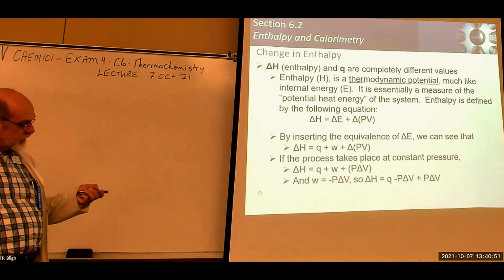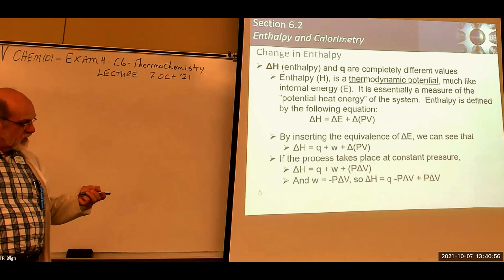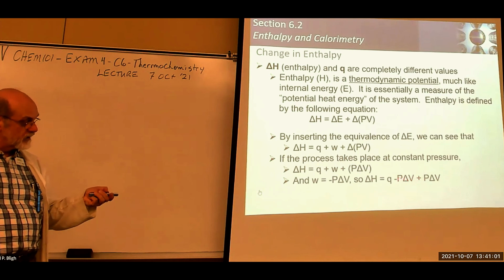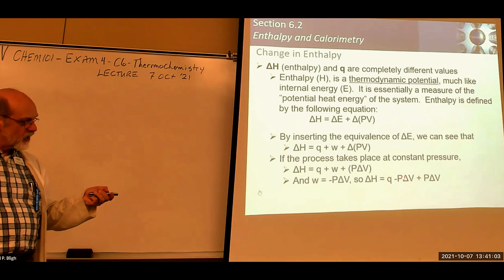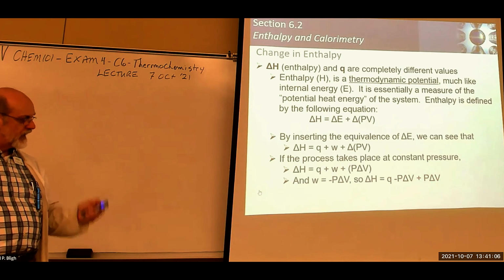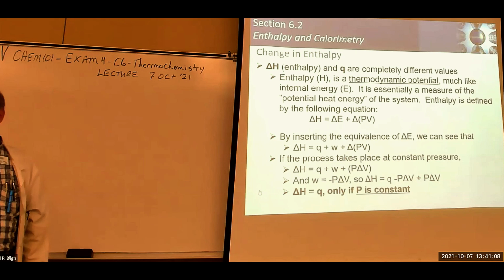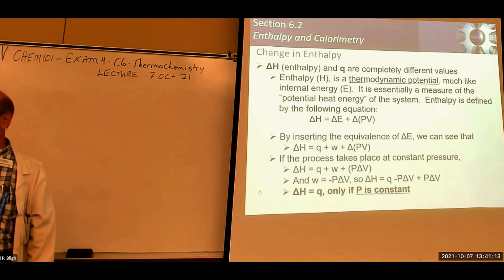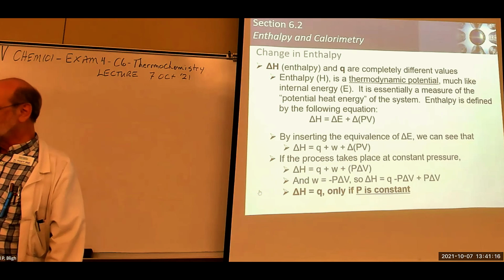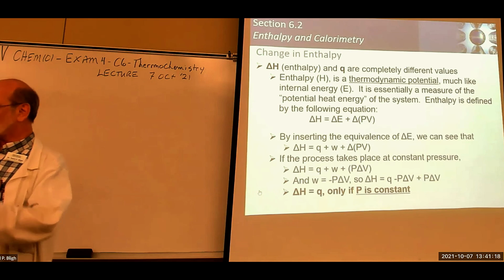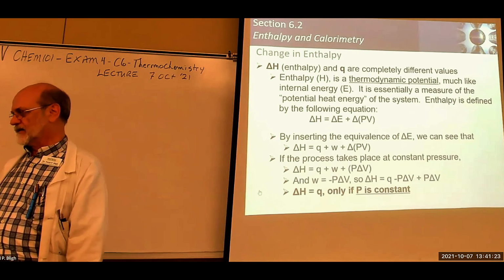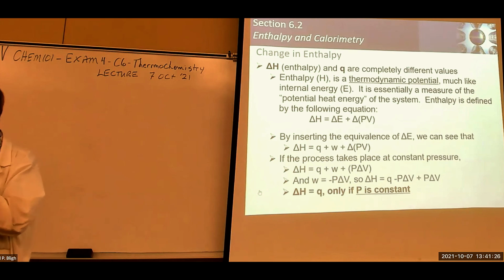So if we substitute this one in for work here, and then we have this term left over, as long as the pressure is constant, and it's the same pressure for both of these terms, then this term cancels that term. And now you're left with delta H equals Q, but only at constant pressure. So if the pressure on your system is constant, then you can measure the heat transfer that takes place and equate that to enthalpy. If you don't do that, then they're not equal.